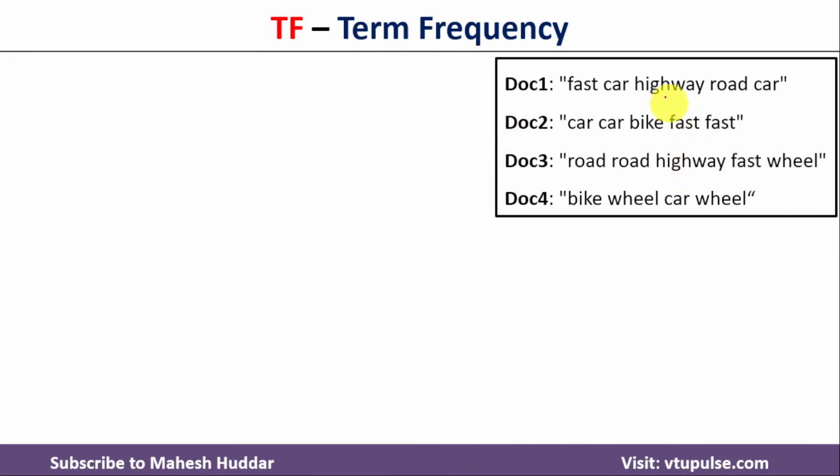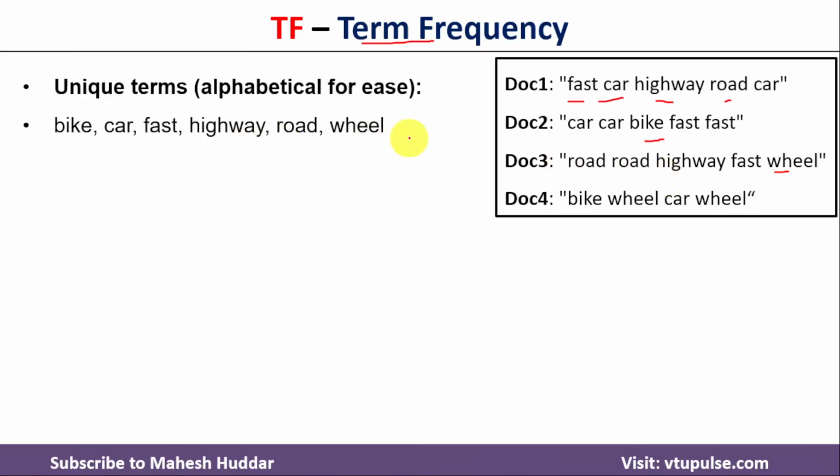So these are the given documents. First we need to find the term frequency. To find the term frequency, we need to collect the unique terms from all the documents. Here we can see fast, car, highway, road, bike, wheel. These are the unique terms present in all the documents. We need to collect all the unique terms and arrange them in alphabetical order. That is what we can see here.